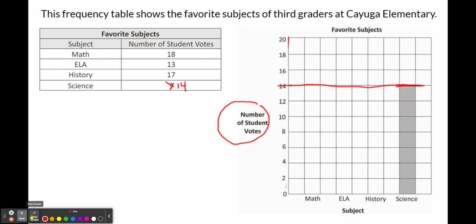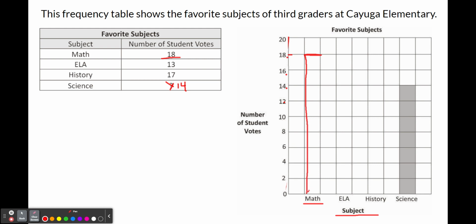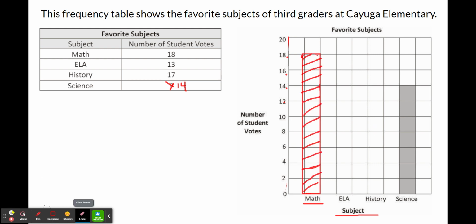So let's look at math. For math, we had 18 students. At the bottom, we see the subject. So we have to find math, which is labeled over here, and we need to go up to 18 students. If we go all the way up, we see 12, 14, 16, 18. 18 is over here. So I'm going to take 18 up to where my math section is, and we're going to fill in this area right here for math as best as we can. So there's our bar for math. Okay, so we completed our bar for math.